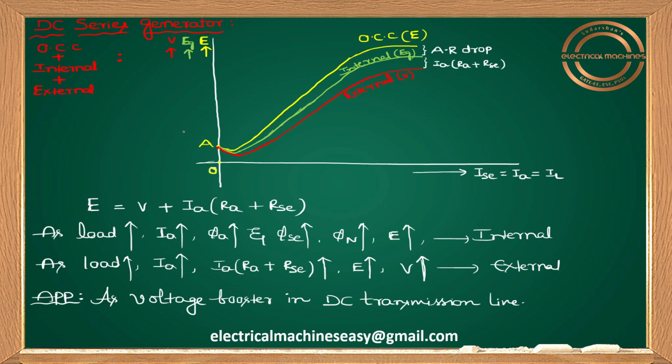See, first of all, for DC series generator, I think I told you already in the last class I explained the characteristics for separately excited generator and for shunt generator also. Now I'm proceeding with series generator and compound generator in this session. So let me draw first of all open circuit characteristics, then I'll go for internal characteristics, then I'll go for external characteristics. Okay. First of all, let me draw OCC.